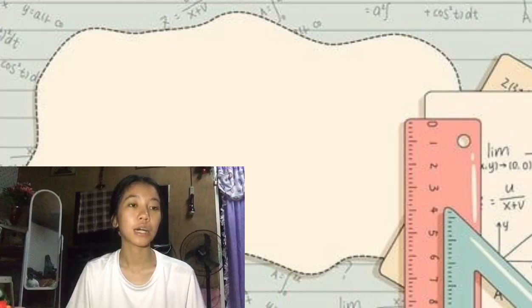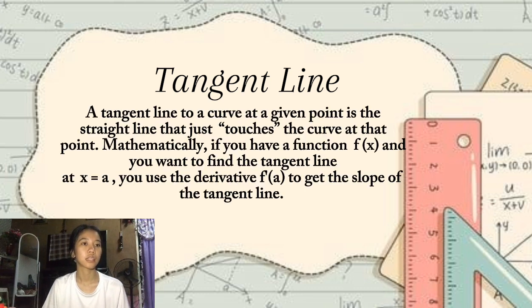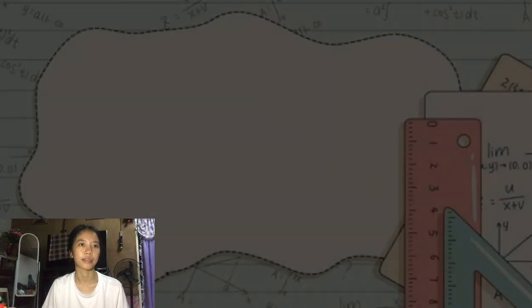Guys, so today I will be talking about the tangent line. But before that, allow me to define what a tangent line is. A tangent line to a curve at a given point is a straight line that just touches the curve at that point. Mathematically, if you have a function f of x and you want to find the tangent line at x equals a, you use the derivative f prime of a to get the slope of the tangent line.